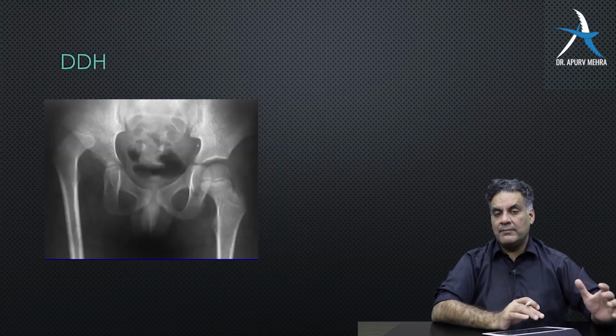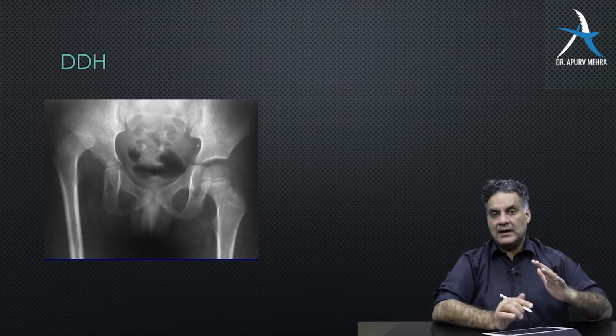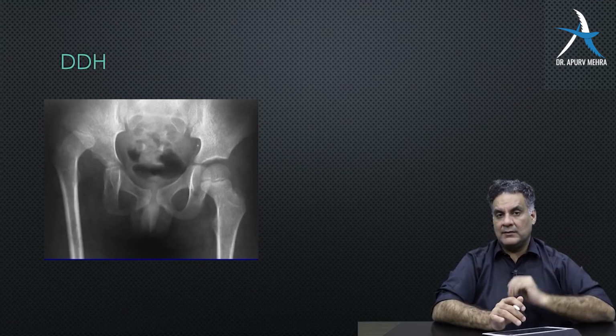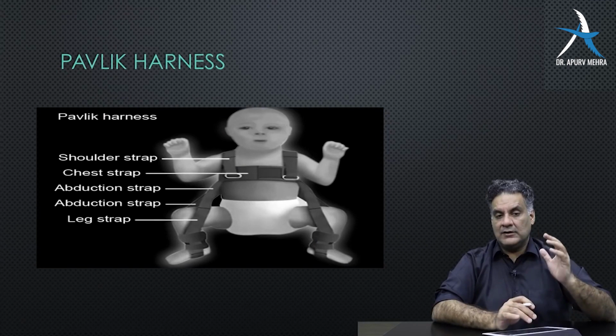Developmental dysplasia of the hip, you have a shallow acetabulum and the hip will go supralateral, breaking Shenton's arch. And when you look to treat it, you give a Pavlik harness.